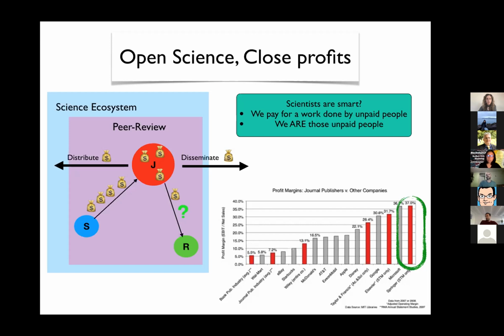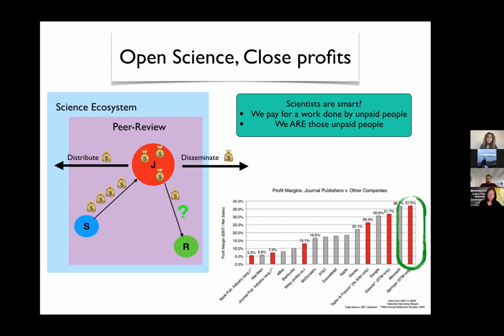Why is this a problem? Because we as scientists, we like to think we are smart, right? But actually we're not, because we pay for work done by unpaid people. Editors are not unpaid, but referees mostly are unpaid. So the very core of the publishing system is the peer review, and it's done by people who are not paid for the work they do. And the worst is that we are those unpaid people. So we're really not the smartest persons in the world, right? And of course, if you outsource this very important work, reviewing the paper, to unpaid people, you cannot expect a high quality process, right?